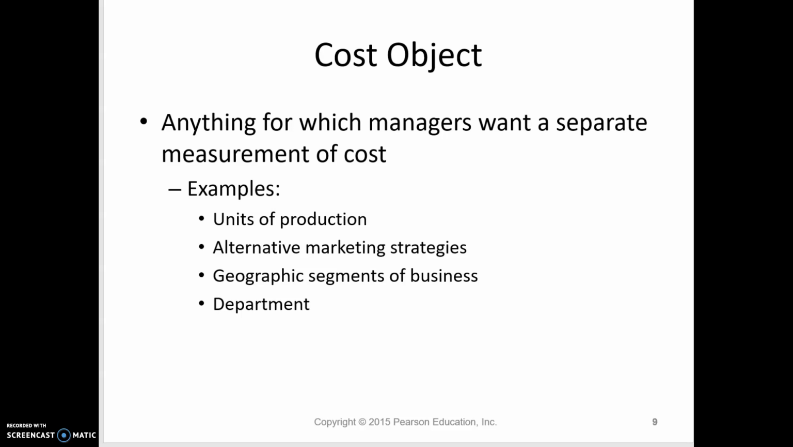The cost object, anything for which you're tracking the cost. So you could be tracking costs for a specific units of production. You could be tracking the cost for a marketing strategy, right? And so we're looking at 2 different marketing strategies. So looking at the cost of the 2 different ones to decide which marketing strategy you want to choose. We may be tracking costs for a segment of the business, right? So the Midwest segment of the business versus the East segment of the business, or a specific department.